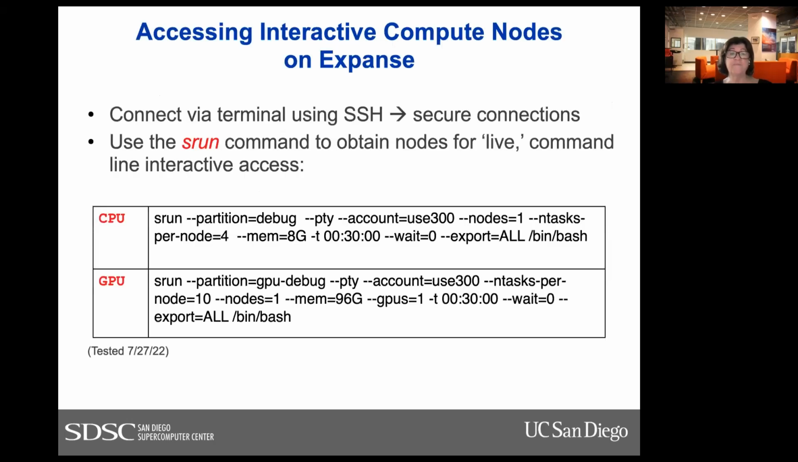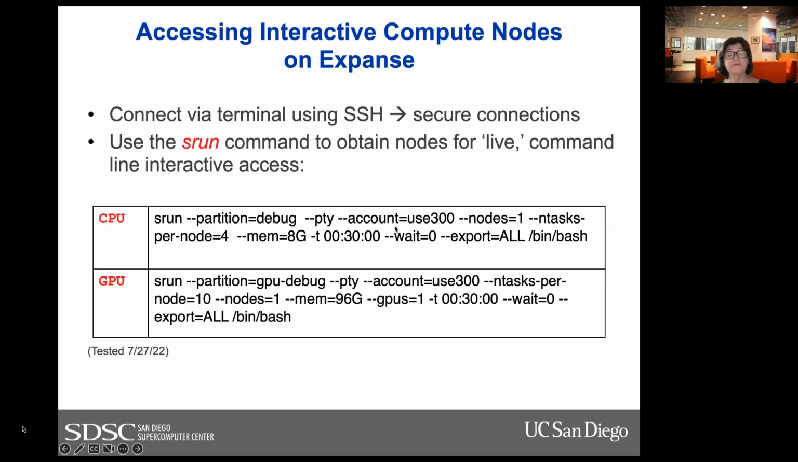All right, so how to get a compute node. We've talked about this before. I tested these commands on the 27th, so they work very well. I used them last night. So you use the Slurm srun command, and again, you define all of the attributes that you need to make this get the right partition, that you have the right account.